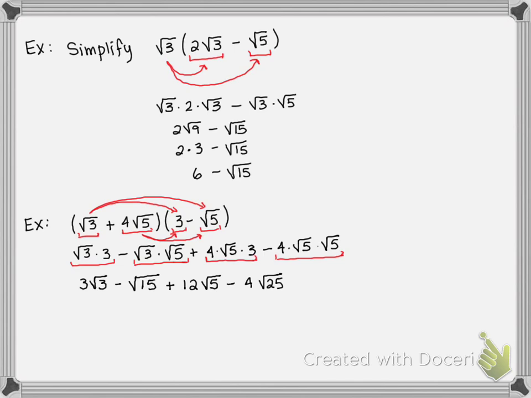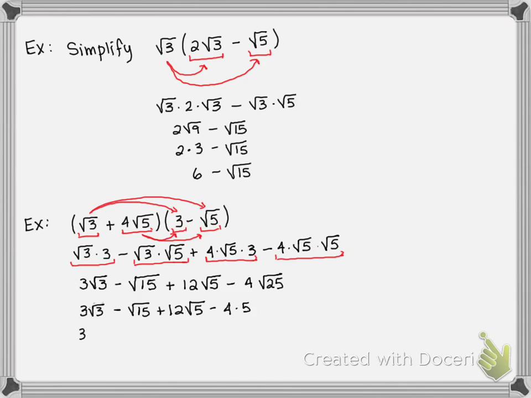Now we're back in the situation we were in when we first started today, where we're adding and subtracting a bunch of terms. So we want to simplify each term individually. 3 root 3 cannot be simplified. The square root of 15 cannot be simplified. 12 root 5, whoops, I wrote a 5 when I said a 3, I'm sorry. This is a 3. 12 root 5 cannot be simplified, but the square root of 25 is 5.